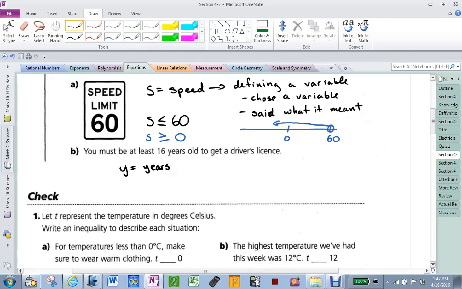And if you're going to get a license, Y can't be before 16. Y must be greater than or equal to 16. Does everyone see how it works? Yes. Now, does this have an upper limit? No, because everybody dies at a different time, yeah? I can't set an upper limit on that, can I?